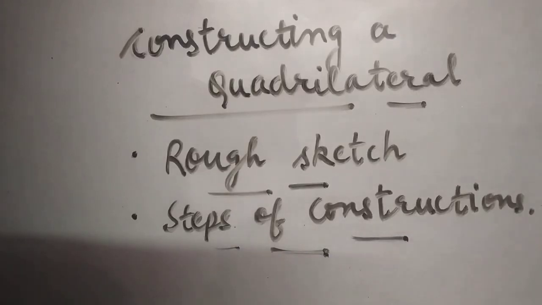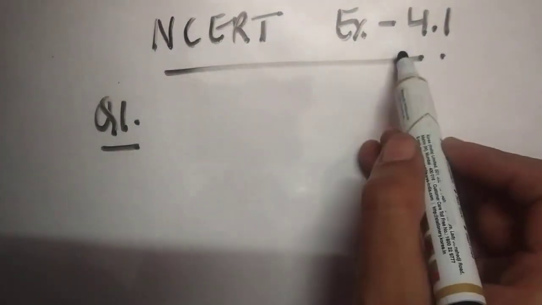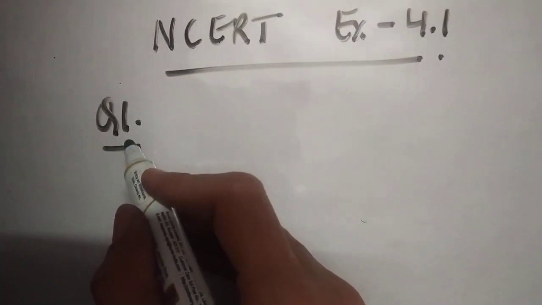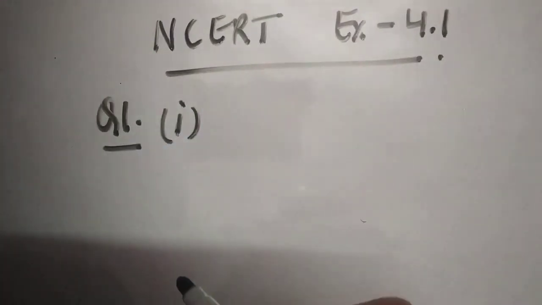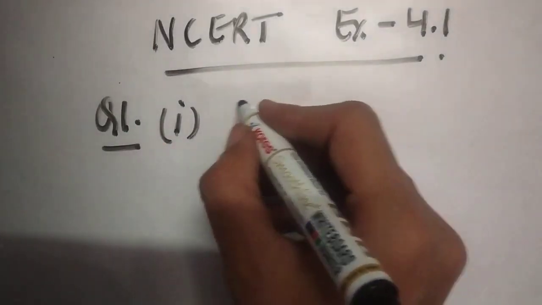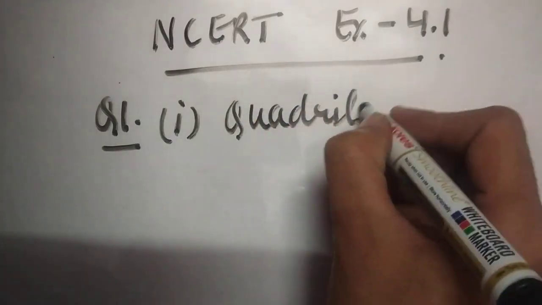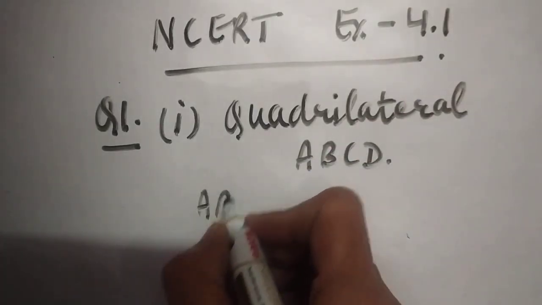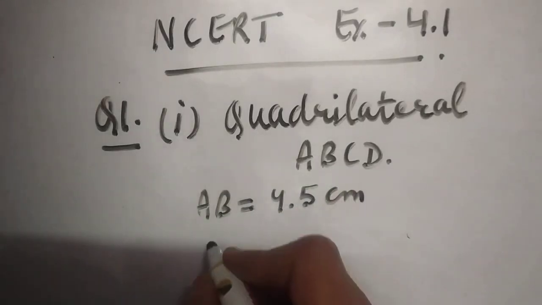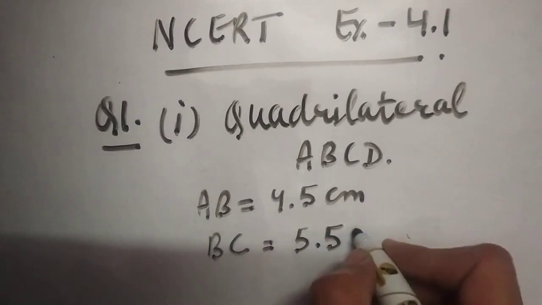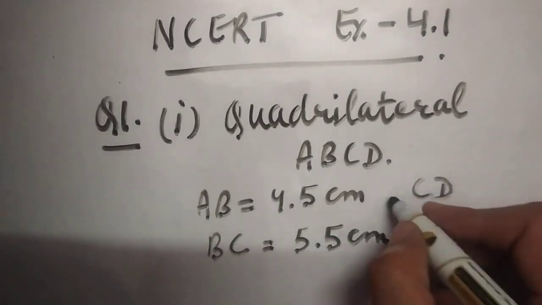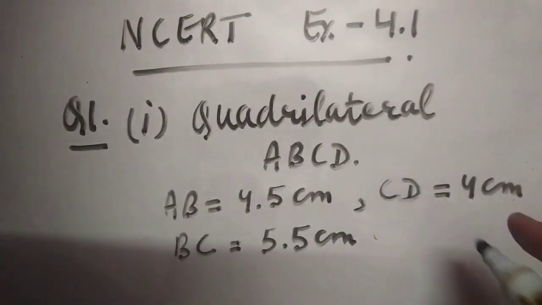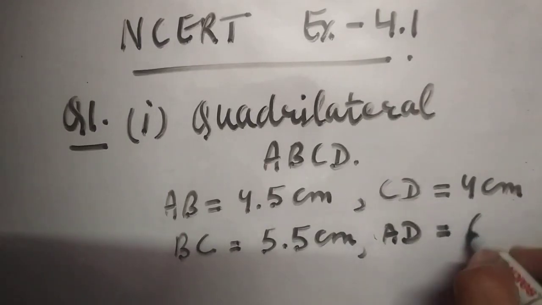I will be discussing the questions of exercise 4.1 so that you should have a clear picture of what is supposed to be done. Let us start questions of NCERT exercise 4.1. Question number 1 is construct the following quadrilaterals. I am discussing first part. Rest of the parts you can do it on your own. First part is you are supposed to construct quadrilateral ABCD. And dimensions are given, that is AB is given to you as 4.5 centimeters. BC is given to you as 5.5 centimeters. CD is 4 centimeters. AD is equal to 6 centimeters.